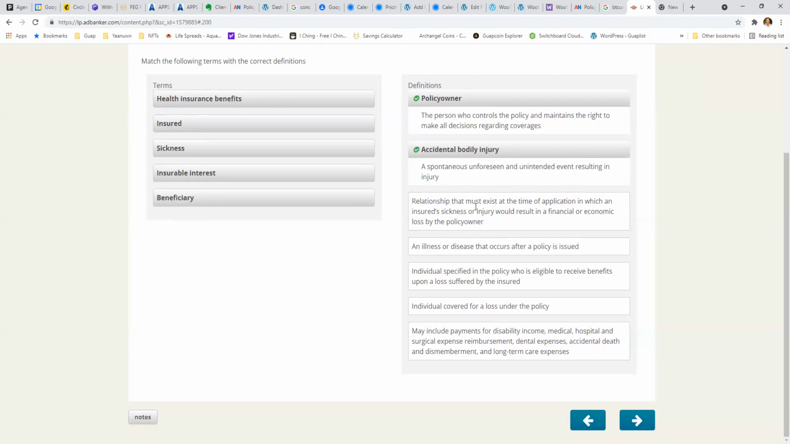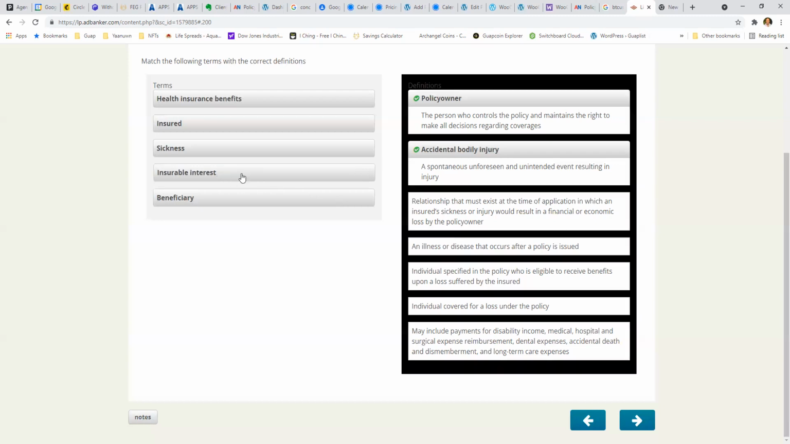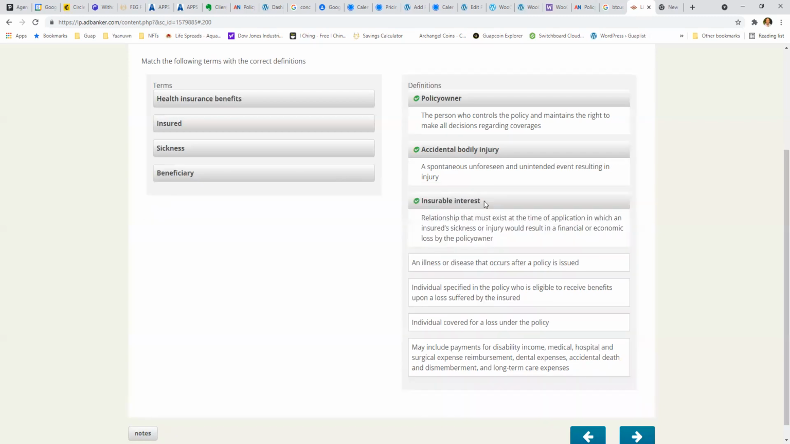So it's a relationship that must exist at the time of application. Most of the time, so I say again? Sickness? He said, relationship. Oh, but must exist at the time of application. So in other words, a sickness would not work because that would disqualify them from getting the policy most likely. So the other hint in this is in which an injury would result in a financial or economic loss by the policy owner. So same as life insurance, what that means is they have an interest in the insured, or what's called insurable interest. Insurable interest, okay.